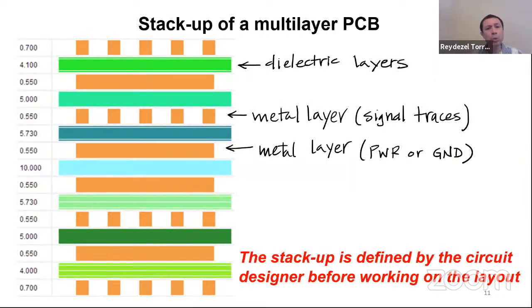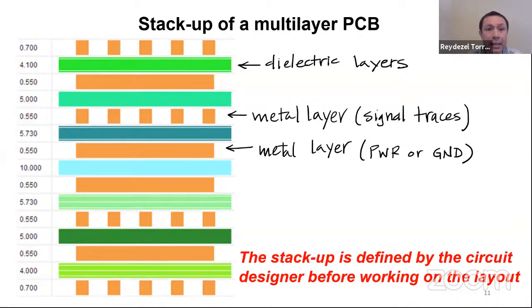The first thing we should do when we are working on RF PCB design is knowing the geometry of our interconnects. For that, it is necessary to know what would be the cross-sectional view of our PCB. In fact, a multi-layer PCB consists of several metal layers, which I have colored in orange, and several dielectric layers. All these layers allow us to implement interconnects at different levels.